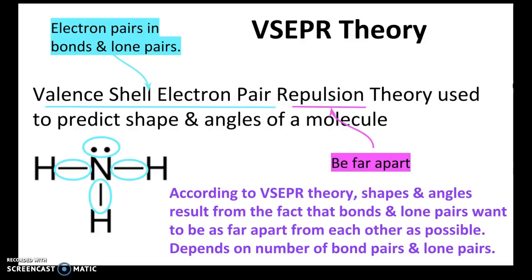Because remember, electrons have like charges; they're both negative, so they're going to repel each other. They want to be as far apart as possible, and so that's what's going to determine the shape and the angle. Now, of course, it's going to depend on the number of bonds and the number of lone pairs as well, but that's the key tenet of this theory.